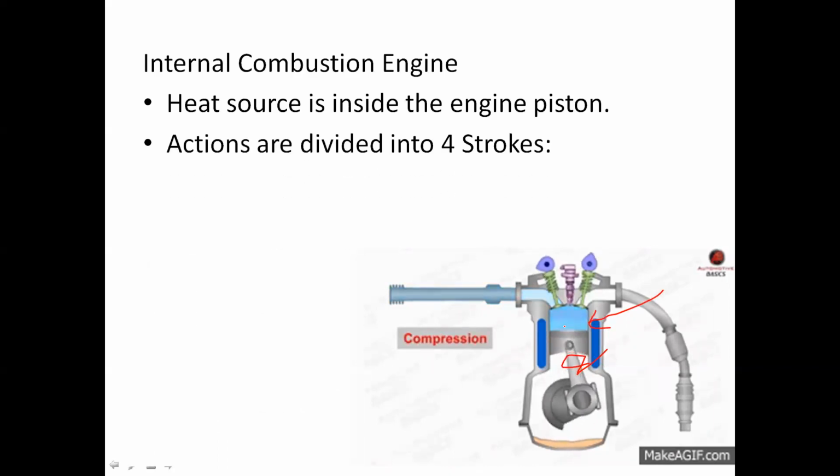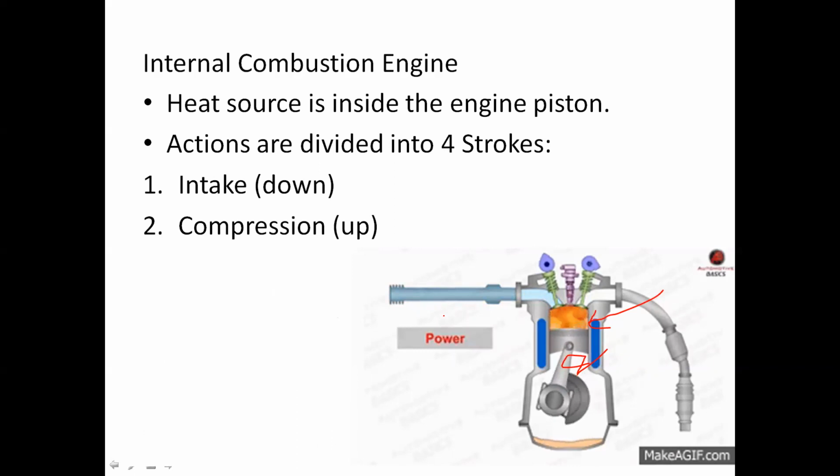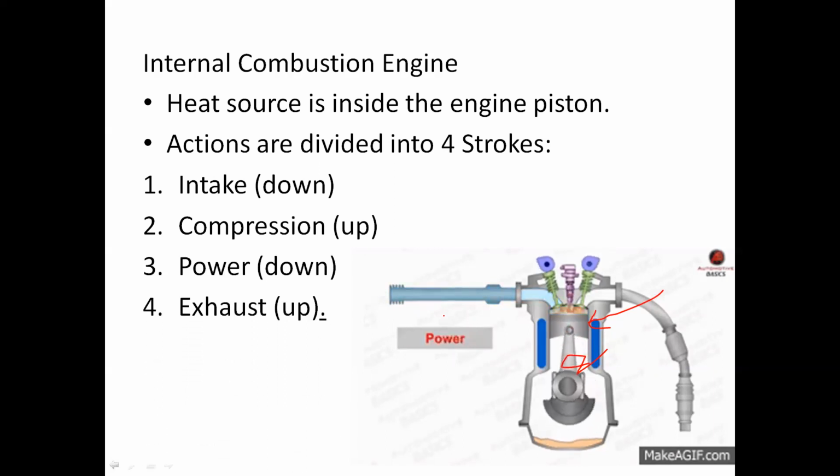As these pistons are going up and down, it can be divided into 4 actions or 4 strokes. First is the intake stroke, that is a downward motion. Then there's the compression stroke, where the piston is going up. Then there's the power stroke, where the piston goes down again. And then there's the exhaust stroke, where the piston goes up. So it alternates between going down and going up.